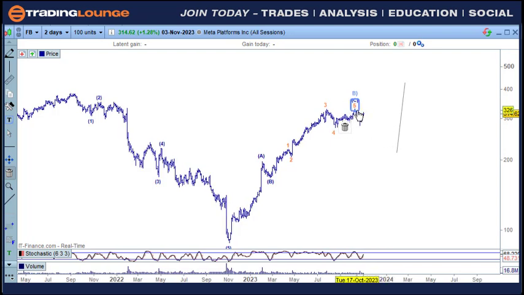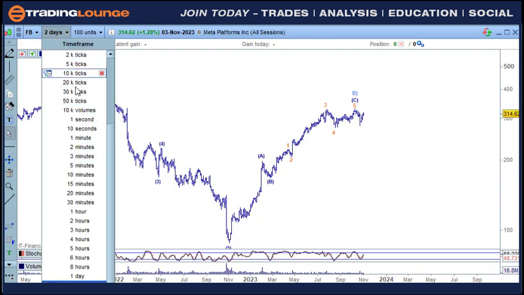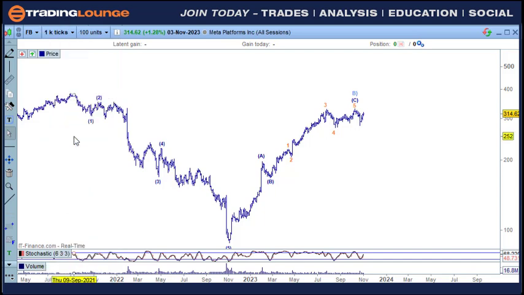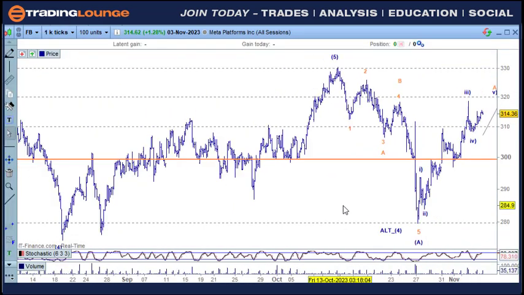Anyway, another move above the top here would take away the bearish side of it. It's a bit too high to be bearish anyway, but I've seen stranger things. But let's just go into the 1000 tick area.